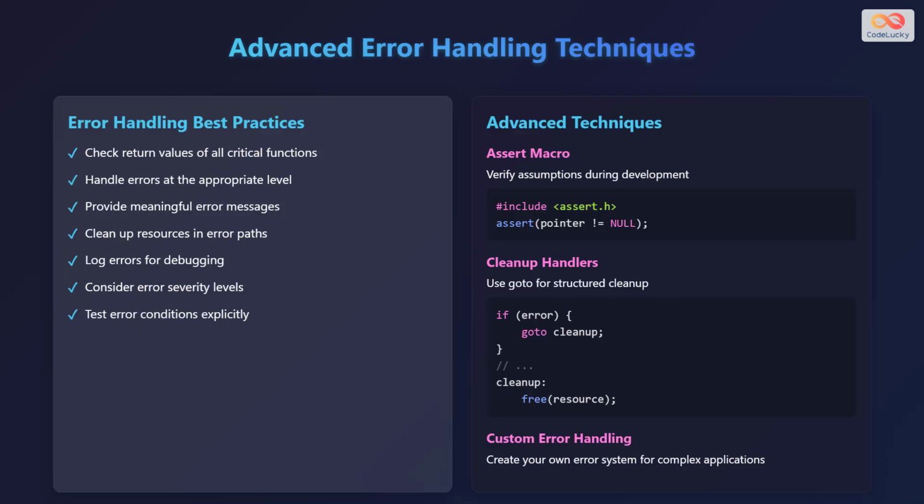We will now see some advanced techniques like the assert macro. The assert macro helps in verifying assumptions during development. Include the assert.h header file and use the assert macro.